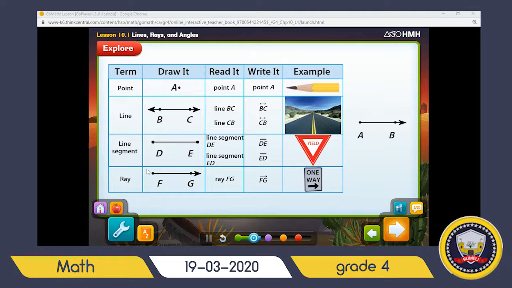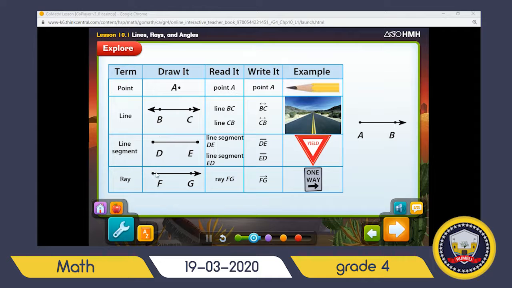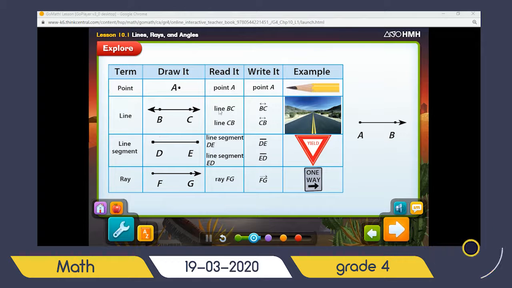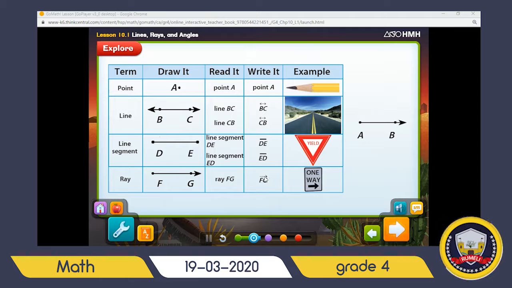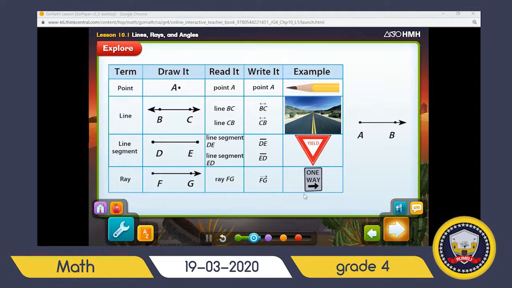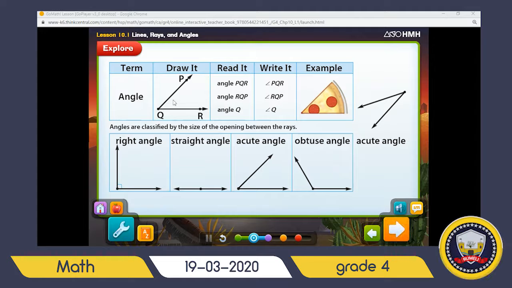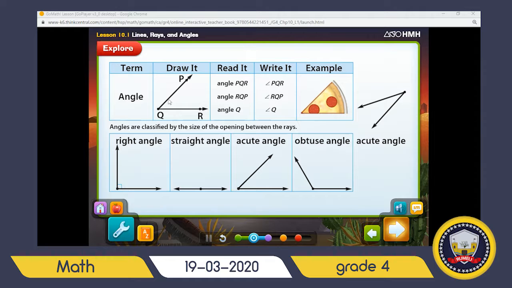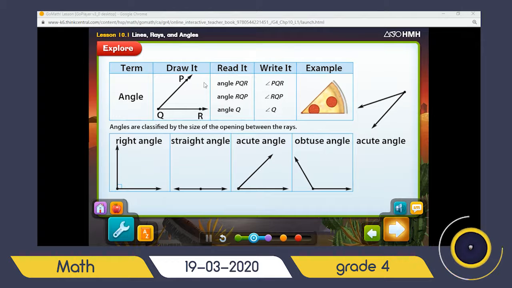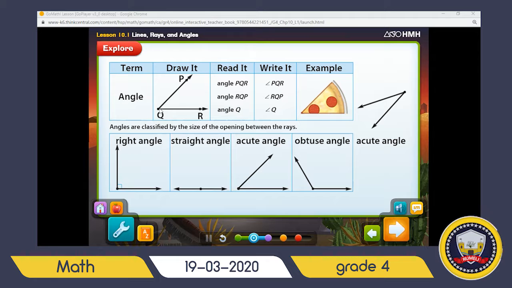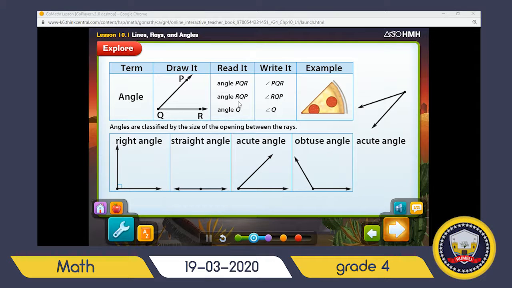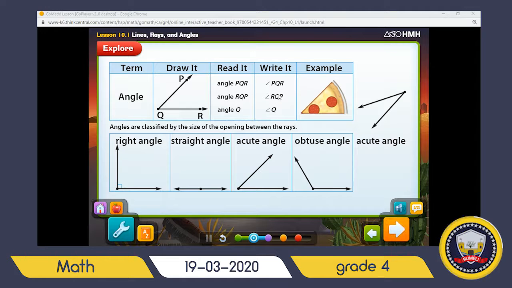What about ray? Ray has one end point and the other side goes on forever. There is an endless side. So while reading it, I'll say ray FG, and then I'll draw the same shape on the top. Perfect. Okay, now let's talk about angle. While drawing an angle, I need at least two rays, P, Q, R, and while reading it, I can say angle PQR, angle RQP, or angle Q. So Q should be in the middle, okay? And while writing this, Q also should be in the middle.